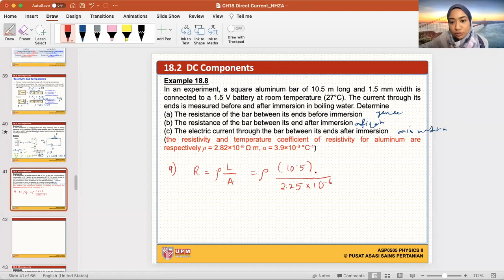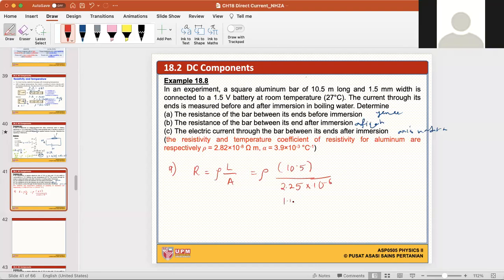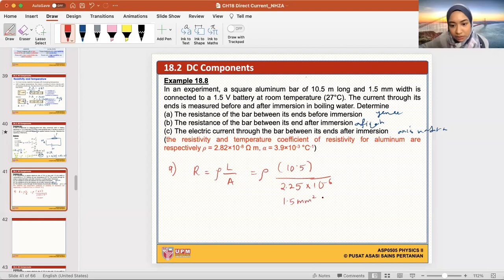How did you get the area? 1.5 millimeter squared. Oh, you squared that whole thing. So Yan E got this from the width, and it is a square. So a square has equal sides, so Yan E just squared the whole thing.